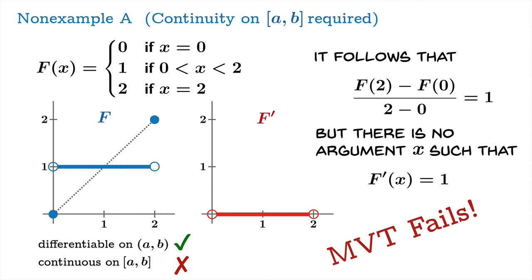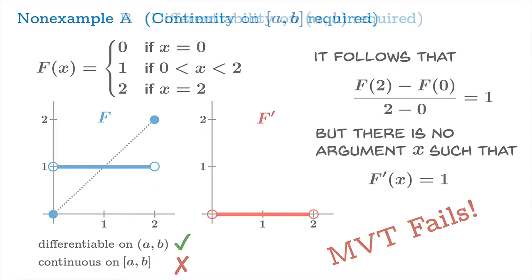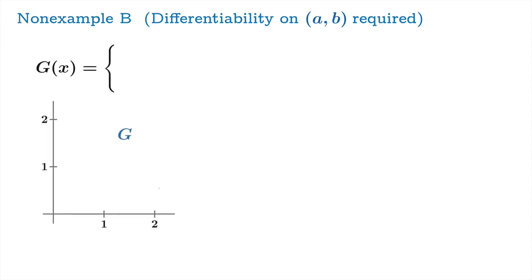The problem is this function was not continuous on the closed interval, and that allowed a sort of loophole which made it possible for the theorem to fail. So let's move on to non-example B. And this non-example is meant to illustrate how the differentiability on the open interval is also required.